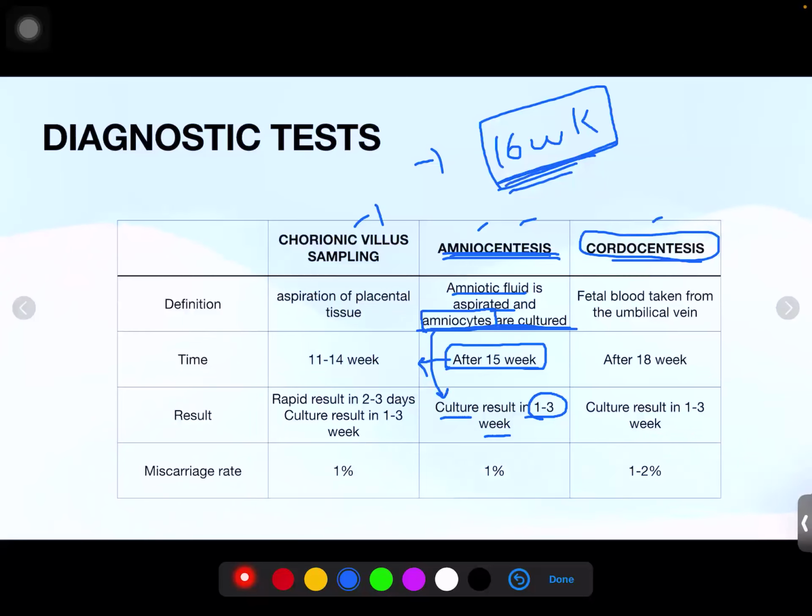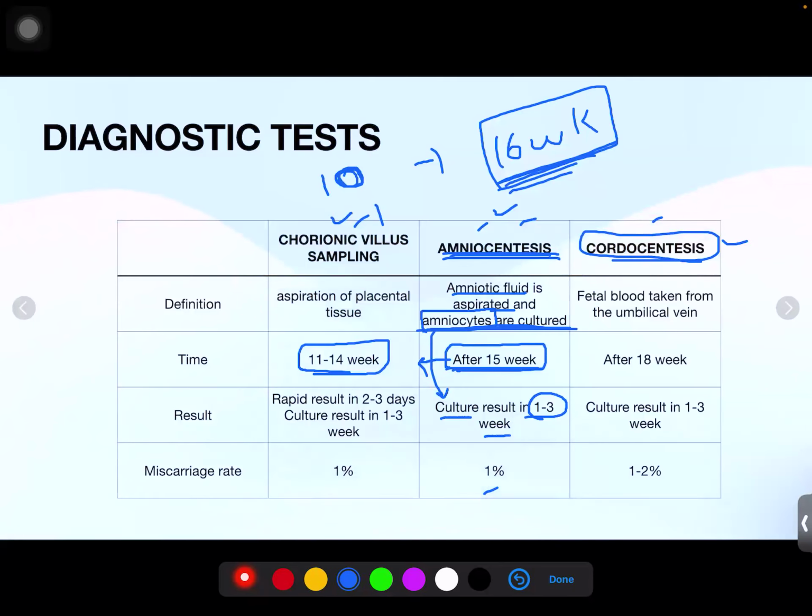If it is 16 weeks, meaning after 15 weeks, you have to select amniocentesis. If it is between 11 to 14 weeks, you have to select CVS. Even at 10 weeks, you can select CVS, but not before 10 weeks. So this is amniocentesis, with the same miscarriage rate.